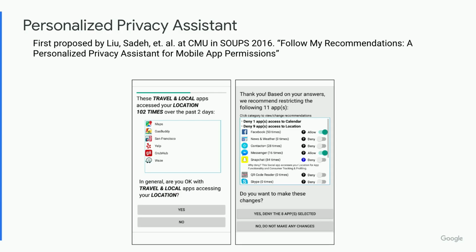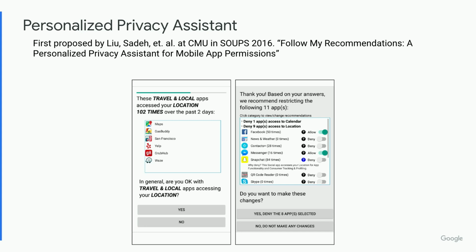Now, let's talk about a lot of work coming out of Carnegie Mellon, which I think is really clever and insightful. It started back in 2016 with Norman Sadeh and his large collection of colleagues. They wanted to build a personalized privacy assistant, and they were focused on apps, smartphone apps. And they built something. The basic idea is very simple.